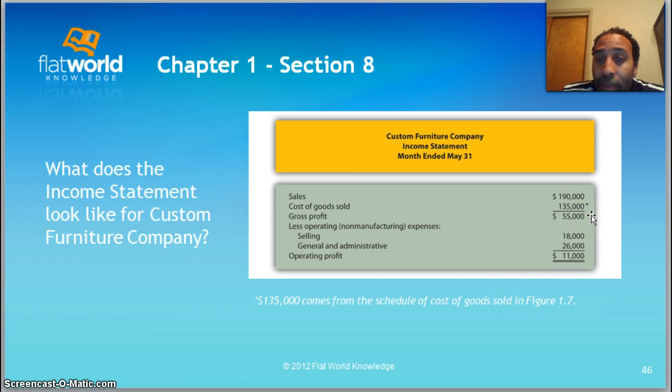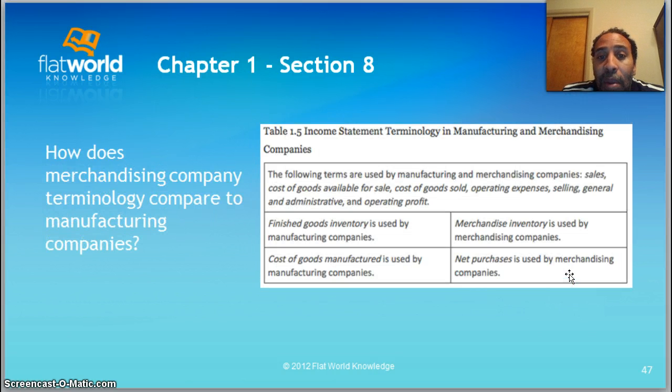Now, gross, hey, that's not where it ends. All of you get paychecks, and you know that your gross amount is not what you're going to receive. So selling, we had to pay those salespeople and those marketing people $18,000. General administrative, we had to pay them $26,000. What are we left with? Operating profit of $11,000. That's our income statement.